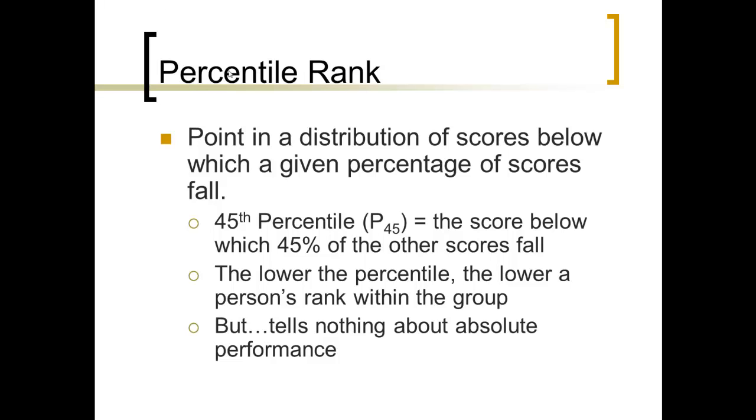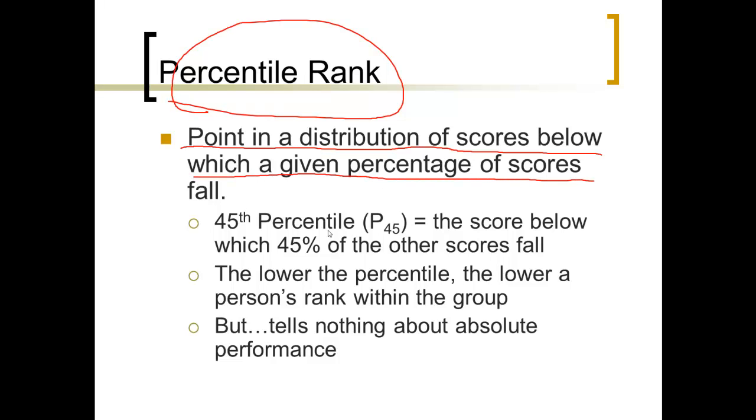The first is percentile rank. If you have any kids in school or grandkids, they'll take some tests, and then you'll get some test results, and they'll tell you your child scored in the 88th percentile group, or they scored in the 65th percentile. What does that mean? What difference does that make? Well, let's take a look at what percentile is. It's a point in a distribution of scores below which a given percentage of scores fall.